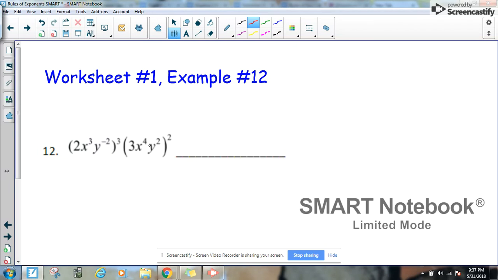There's a couple of things you could do first, but what I recommend doing is taking care of the exponents on the outside of each of the parentheses first, okay? In order to do that, you need to raise the 2, the x to the third, and the y to the negative second, all to the third power. Now be careful here, because one of them is a number, and then these two are variables with exponents, and they actually behave differently. So when you raise 2 to the third power, you're doing 2 times 2 times 2. Well, that's 8. That's 8, okay?